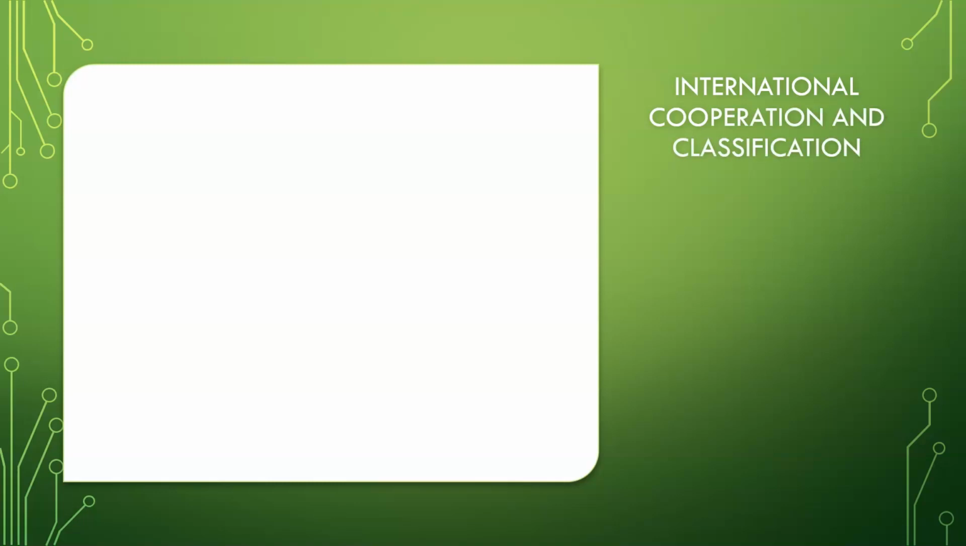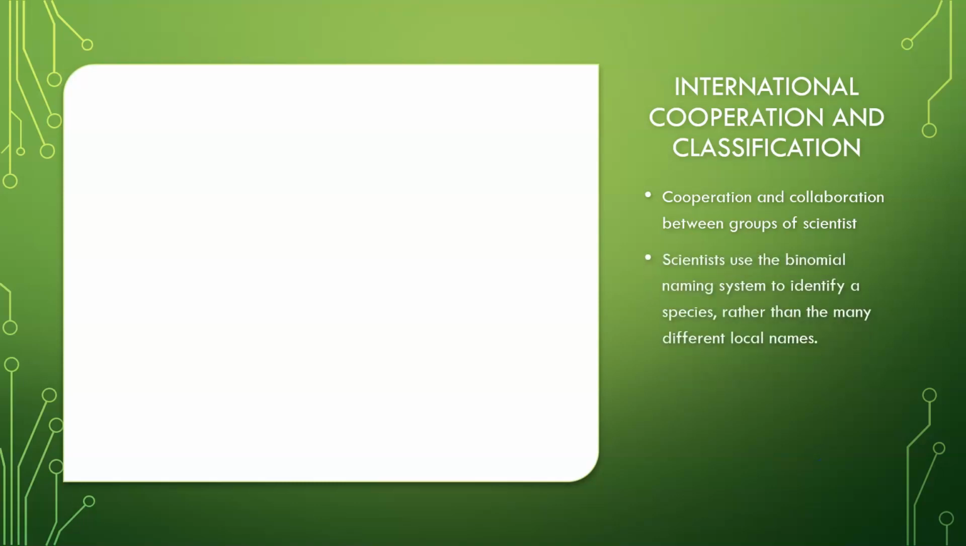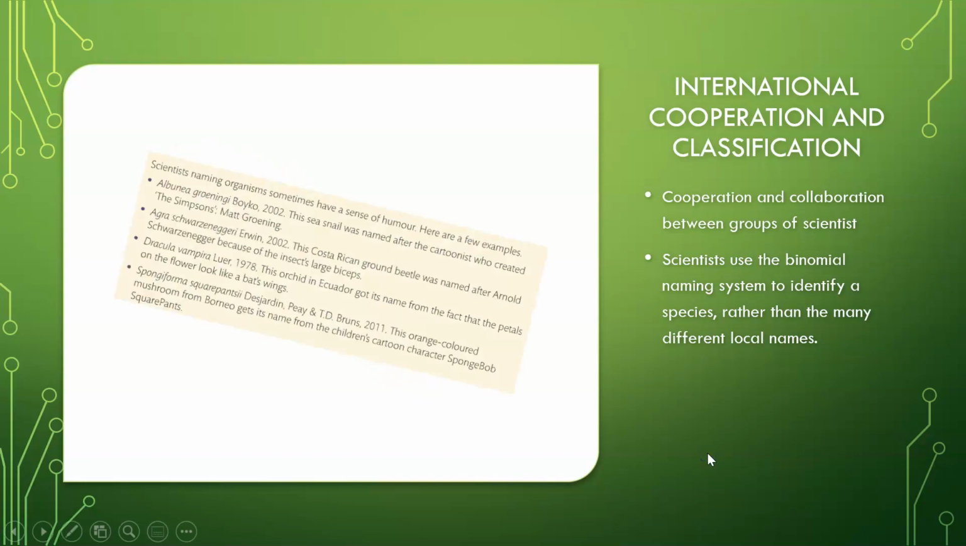Okay, so we've got this international cooperation and classification. Globally, scientists work together to name things. Scientists use a binomial naming system to identify a species rather than having too many local different names. Things would get confusing if we all had our own local name.